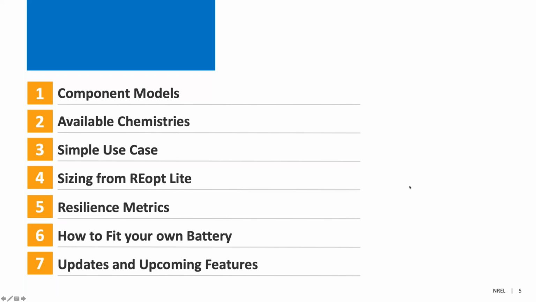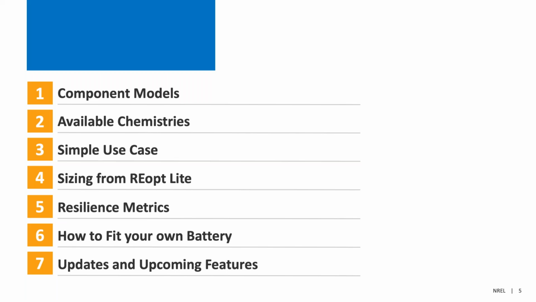So for this focus on battery technology, these are our topics for today, ranging from a broad overview of how the model works, such as how the battery properties are represented in the component models, and which chemistries are available in our defaults, so that we can run a simple use case for a behind-the-meter storage application.